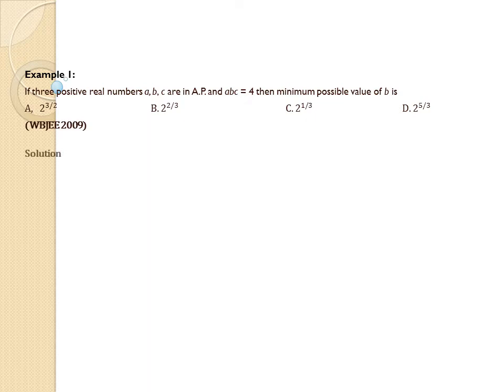So if we consider three positive real numbers in AP, then it is better to take them as b minus d, b and b plus d, where d is the common difference and b is the middle term. It is better that I write all these terms in terms of b, so that we have at least one known term and one unknown term. So b minus d, b and b plus d are generally the three terms.